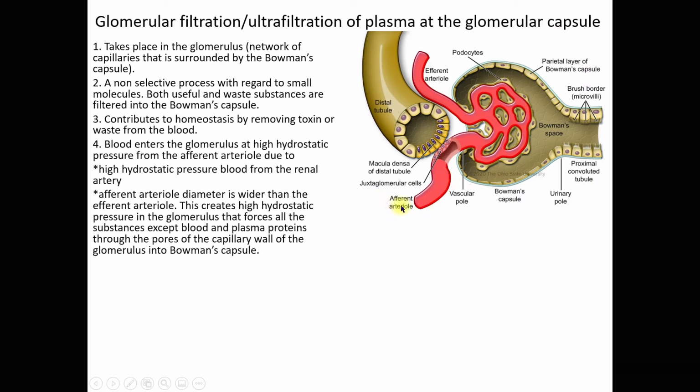Now, this is the afferent arteriole. As you have known, like what I mentioned earlier, blood that enters or came from the afferent arterioles is at high hydrostatic pressure. So blood enters the glomerulus at high hydrostatic pressure from the afferent arteriole, because of the high hydrostatic pressure blood from the renal artery. And then the diameter of the afferent arteriole is wider than the efferent arteriole. So this again creates high hydrostatic pressure in the glomerulus that forces all the substances except blood and plasma proteins through the pores of the capillary wall of the glomerulus into the Bowman's capsule.